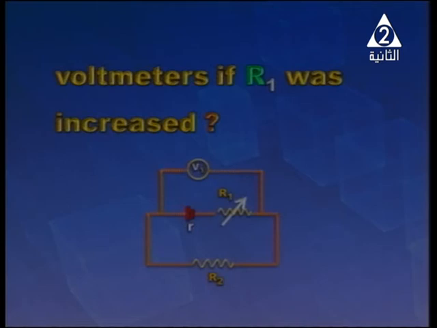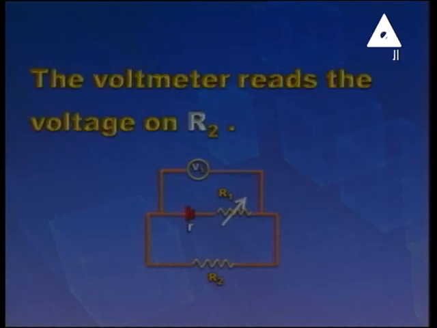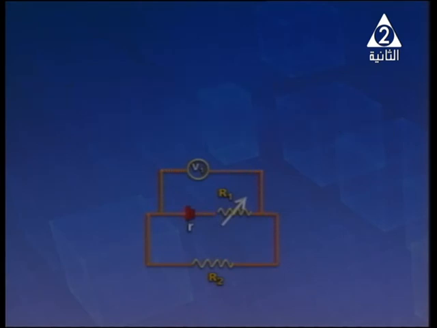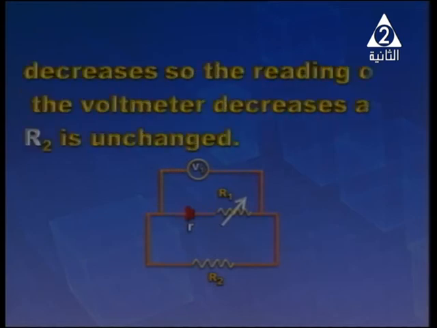Okay? And it is equal to IR2. R2 is constant, so it depends on the current. It is proportional to the current. The voltmeter actually reads the voltage across R2. The reading on the voltmeter equals IR2, as I said. When the value of R1 is increased, the current decreases. So the reading on the voltmeter, which depends on the current, decreases as R2 is constant, unchanged. Okay? So when R1 is increased, the current decreases, and the voltmeter reading decreases.